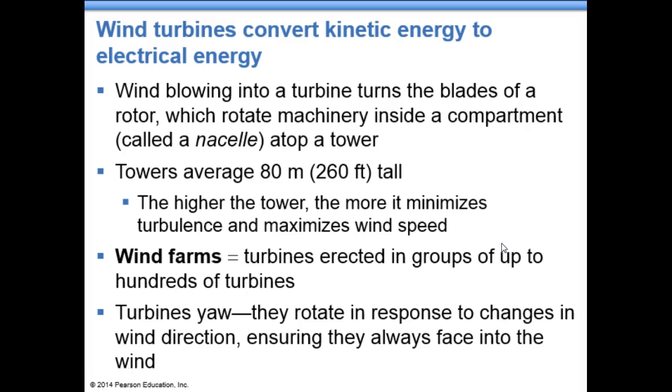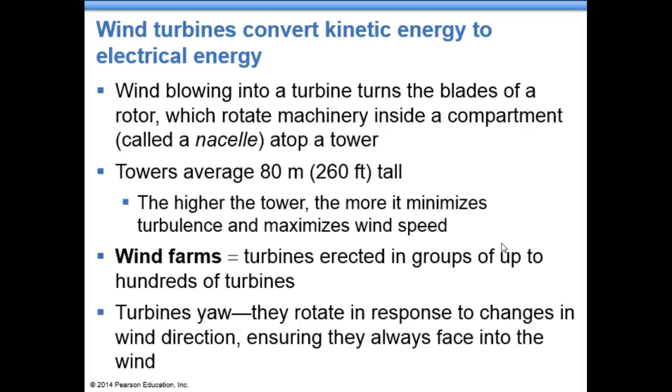On average, the world's towers are about 260 feet high. The largest are taller than a football field is long, and what we have found out is that higher is generally better because it minimizes the turbulence, and turbulence would provide potential damage, so we want to minimize that. We can also maximize the wind speed when we're higher up. The turbines are often erected in groups, and we call these groups wind farms. And today the world's largest wind farms contain about 100 turbines that are spread across the landscape.